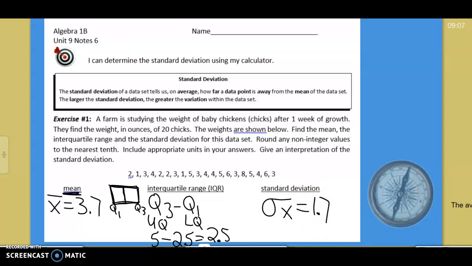We said that the mean is 3.7, okay? Now if the standard deviation is 1.7, I'm going to add it and subtract it to really get the understanding of how much these baby chicks weigh. So when I subtract it, I get 2 ounces, and when I add it, I get 5.4 ounces. So let's use that to have a quick discussion.